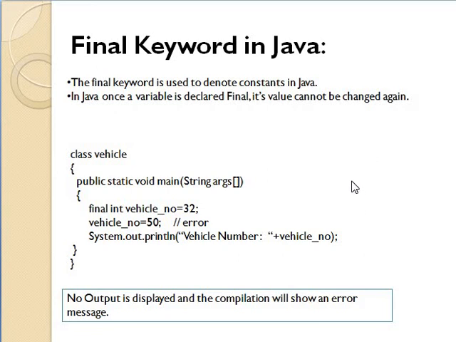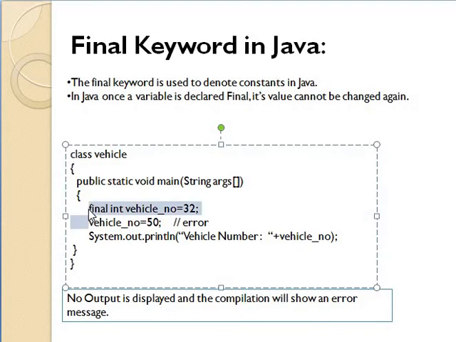Now consider the Java program as shown in this slide. This program declares a class specified by the name vehicle, and inside the body of this class called vehicle there is a main method. Just come inside the body of this main method. There are three Java statements. Let me highlight these three Java statements.